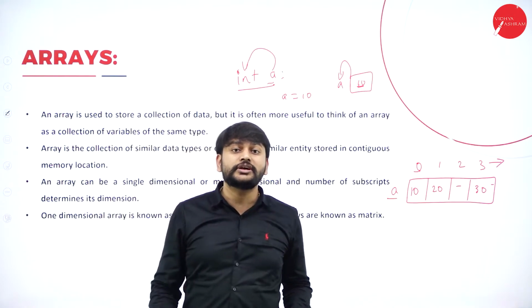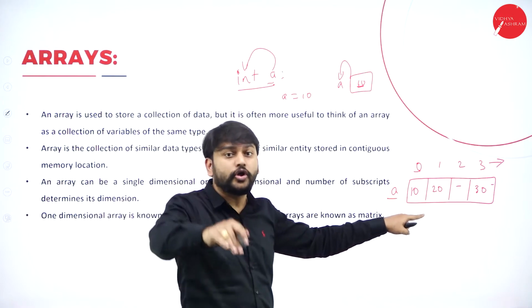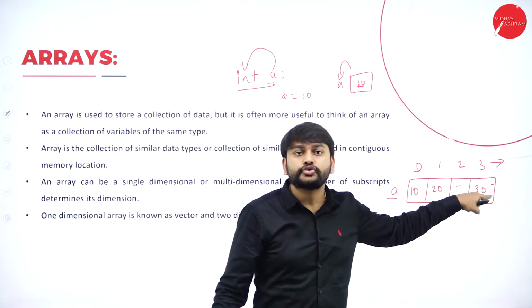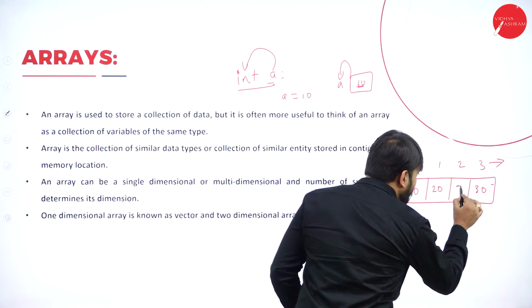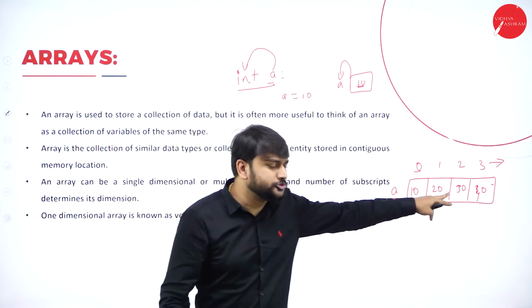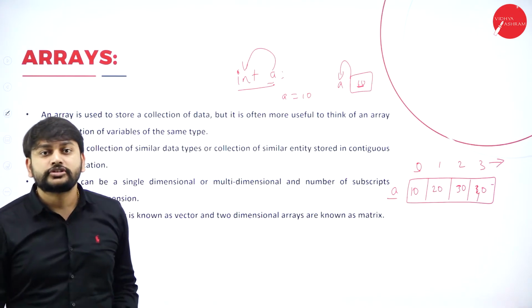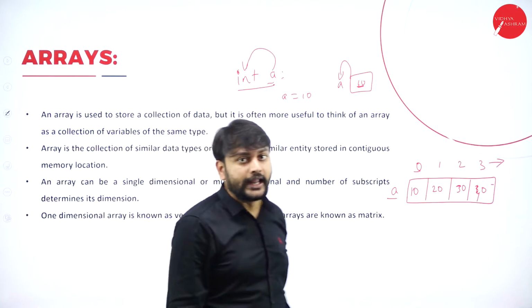According to my definition, it is a continuous allocation of memory. After 20, I have to allocate, so then only I will be able to use this. So fine, that is very, very important. 30 and then 40, that's what you need to understand. I cannot leave space here and then allocate the memory. That is the major thing that you need to remember with respect to arrays.